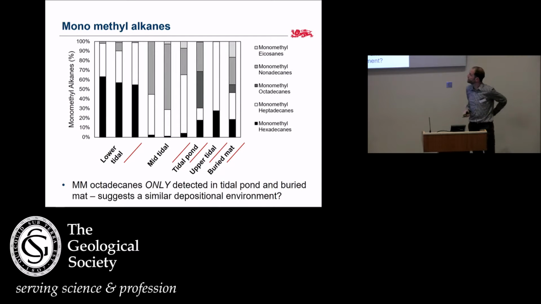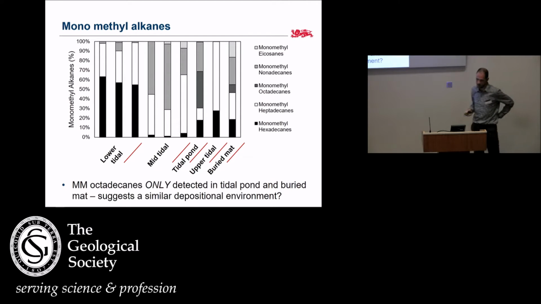Right. If you then look at the monomethyl alkanes, we can see that there are monomethyl heptadecanes available in all samples. Monomethyl decanes are indicative of cyanobacteria, so those are present again in all of the samples, and it's only the tidal pond and the buried mats which have monomethyl octadecanes.